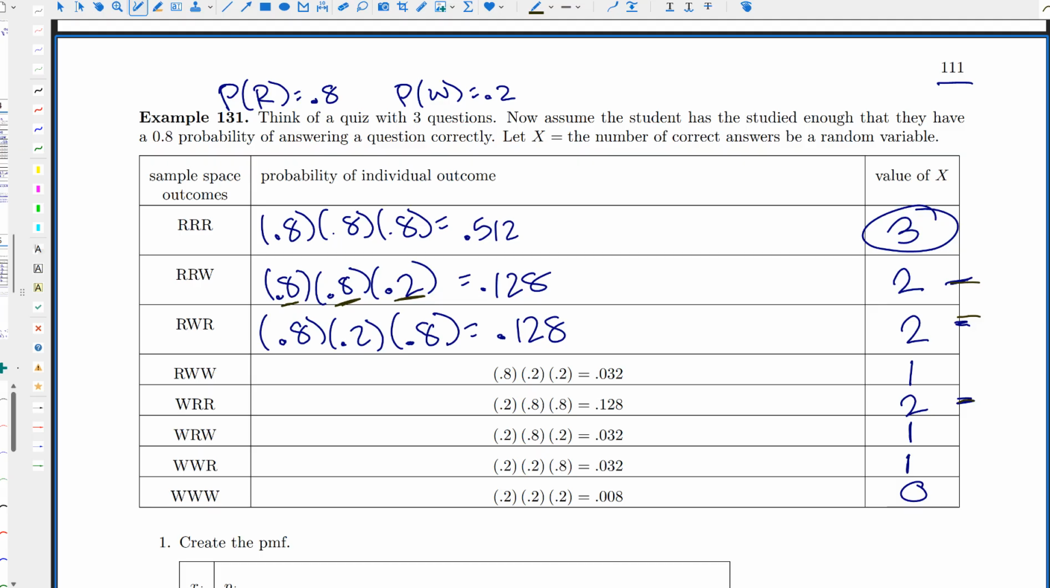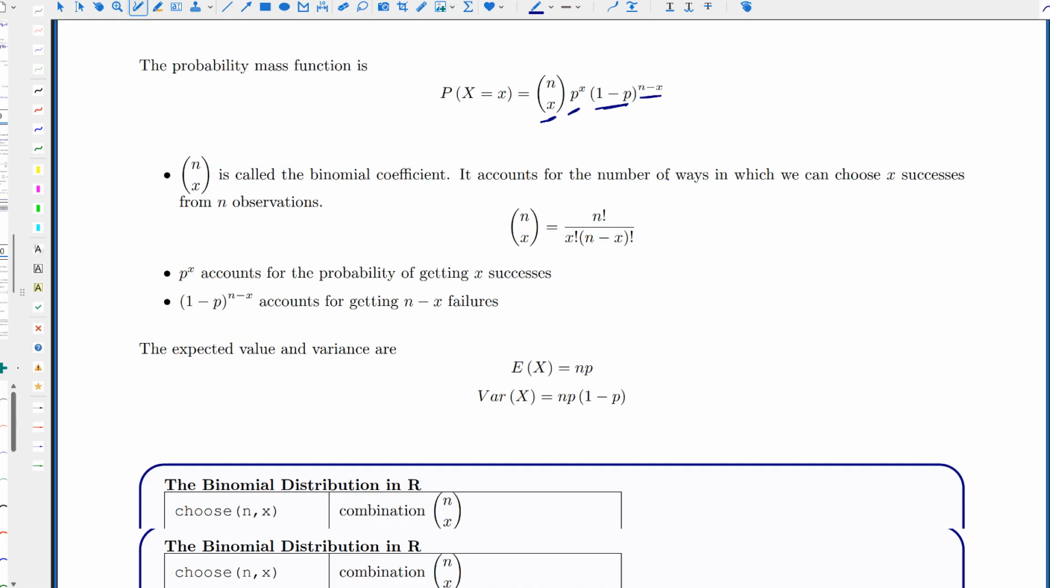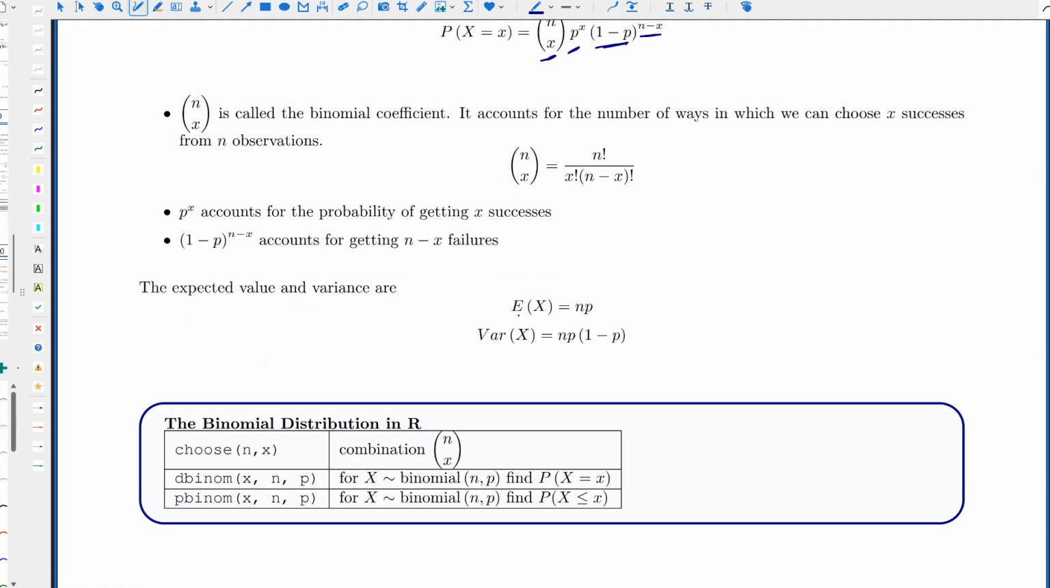So let's come back now to where we actually are. So we do how many ways could I get that number of successes times the probability, and I want to repeat that however many times I actually want to get a success, times the probability of failure repeated the number of times you want to get failures. And we have formulas for the expected value of x, which is just n times p, and the variance of x, which is np times 1 minus p.